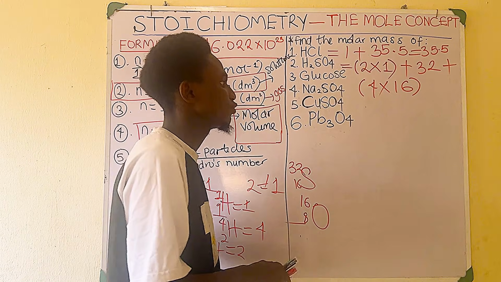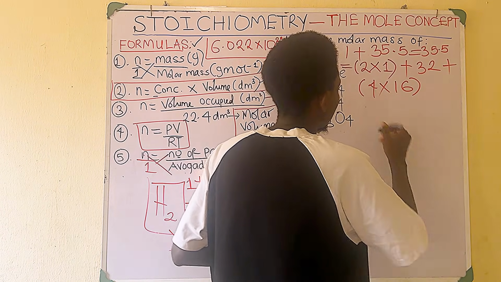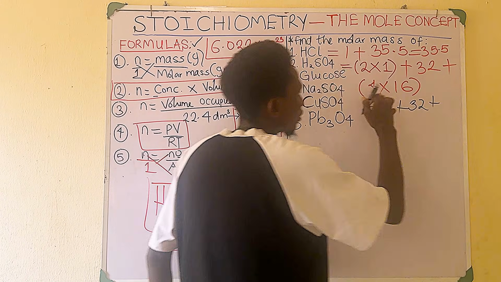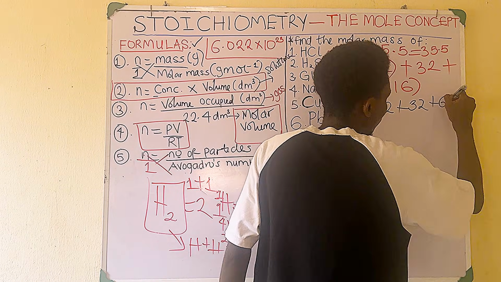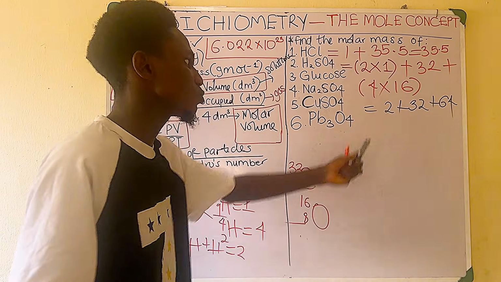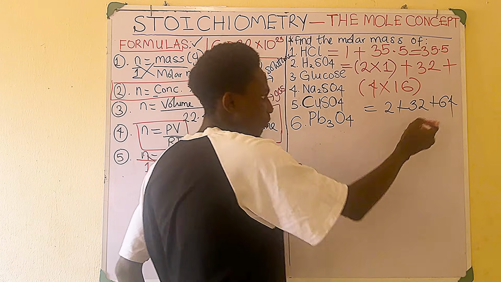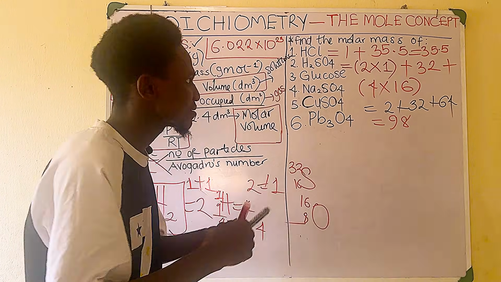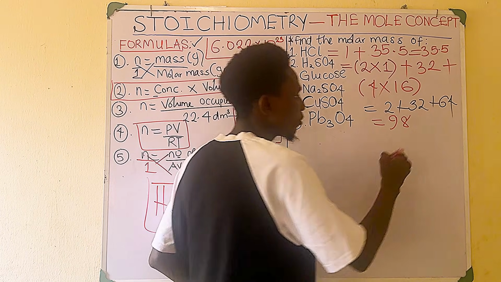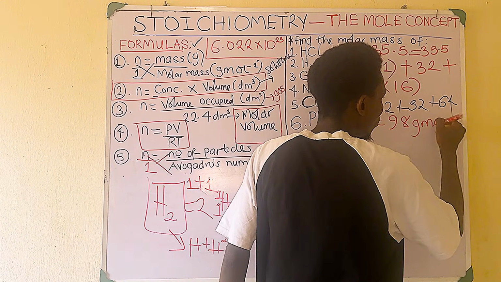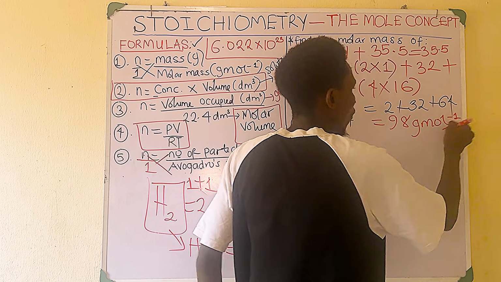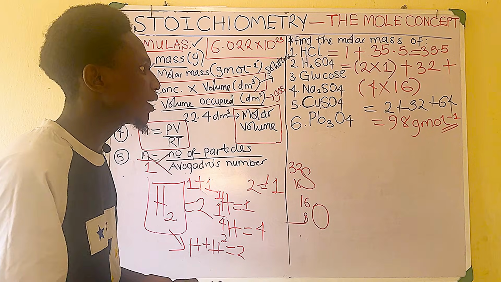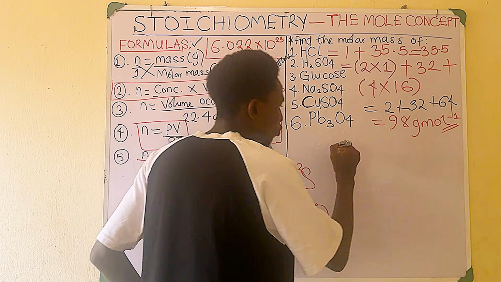So from there, if you sum everything up, you're going to get 2 times 1, 2, plus 32, plus 4 times 16, which gives you 64. If you add up everything using your calculator, 2 plus 32 gives you 34. 34 plus 64 gives you 98. It means that our molar mass is 98. And remember the unit for molar mass? Gram per mole. So for question 2, the molar mass is 98 gram per mole. Now let's go to number 3, glucose. What is glucose? You have to first write it out.